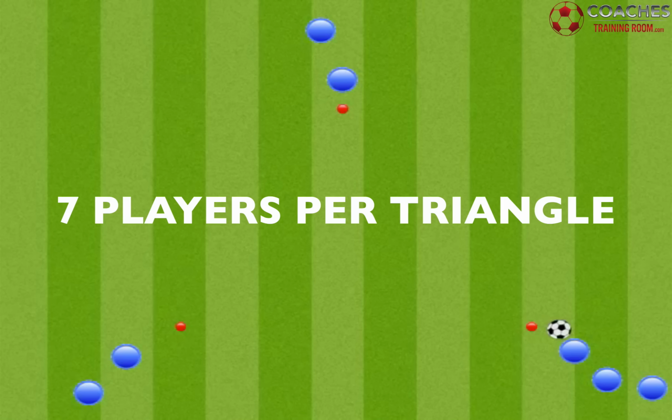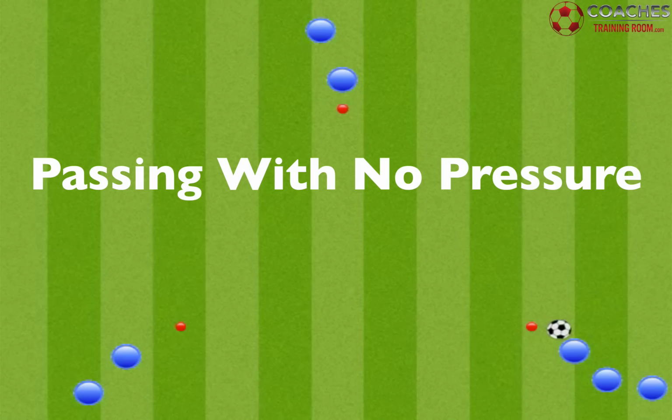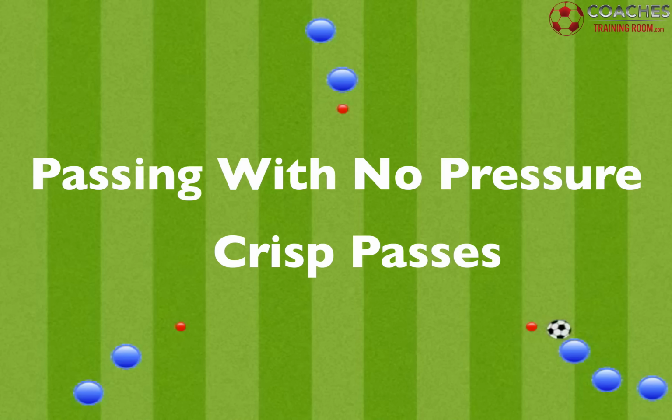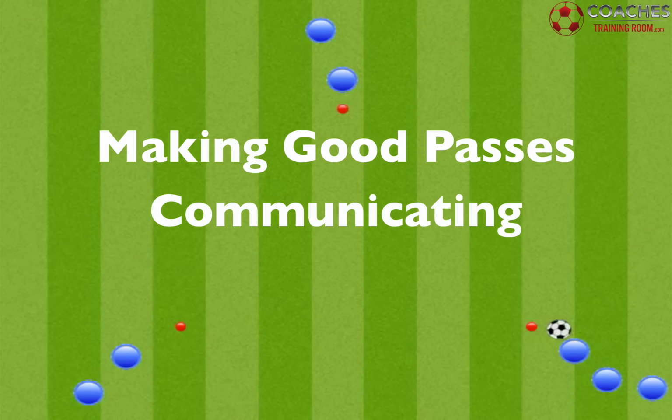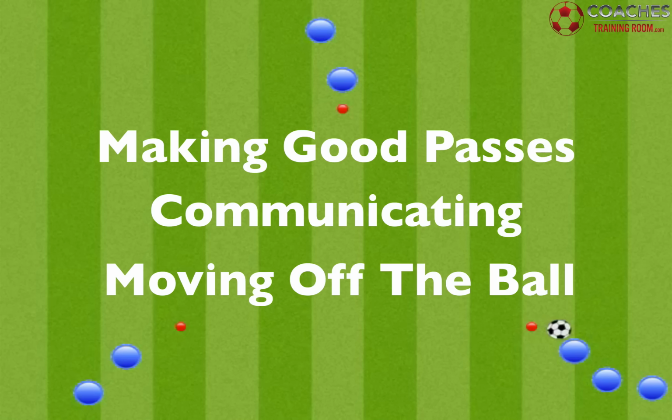We've got 7 players per triangle just to keep the activity flowing. Now this is unopposed, so it's just going to be passing with no pressure. We just want the players to be linking up, to be making crisp passes, and that is how this is going to be formed. This is going to be the backbone of the session itself, making sure we're making good passes, we're communicating with each other, and we're moving off the ball quickly and at the right time.